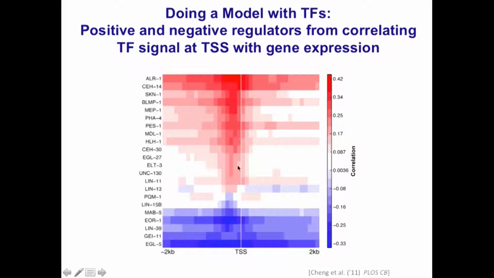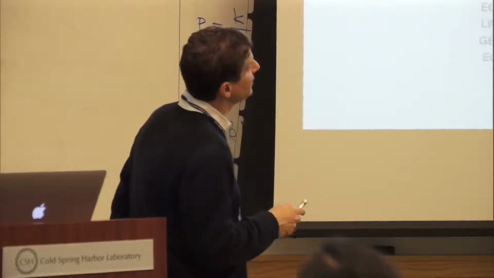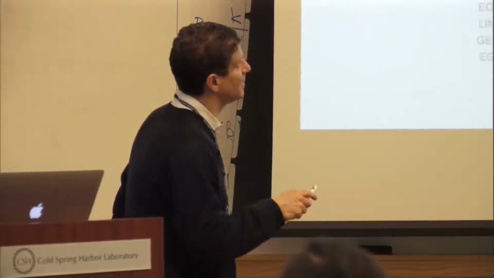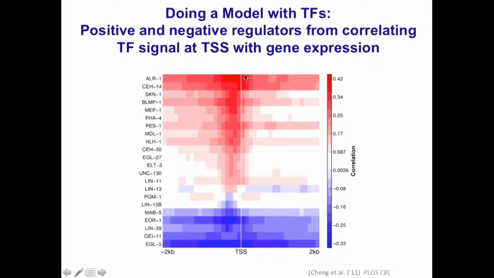You can look around the transcription start site, you can look at little bins, you can look at the overall binding of transcription factors, and you can correlate them with the level of gene expression. This is quite notable, and you see how it's very, very peaked around the TSS. This is the promoter, right? And except for these two factors, CEH14 and ALR1, most of them really bind or kind of hug the promoter, right?